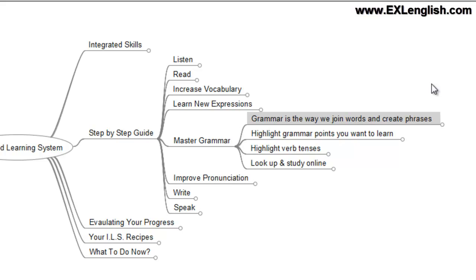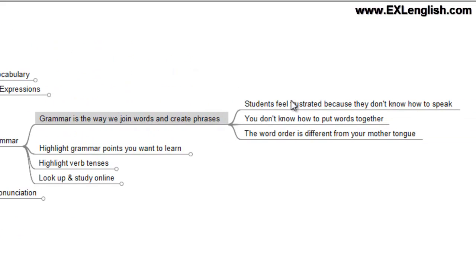There are many things you know how to say in your mother tongue, but you don't necessarily remember all the grammar rules. So I want you to keep that in mind as we're talking about mastering the grammar here within the context of the integrated learning system. Remember that grammar is just simply the way we join words and create phrases, okay? And I know this is hard for a lot of students because they feel frustrated when they don't know how to speak. They don't know how to join words and form sentences. They don't know how to put those words together correctly.